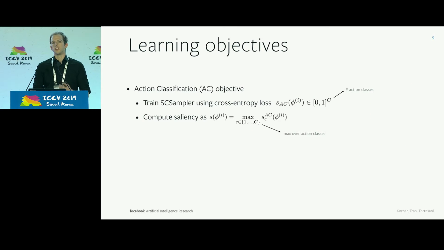Note that there are actually no labels for saliency. So there are two ways we found that work in training these networks. The first one is to train it as an actual classifier, using a simple cross-entropy loss on the target classes, and then pooling the predictions to use as a saliency score. This worked really well for the visual SC Sampler, so for compressed features.